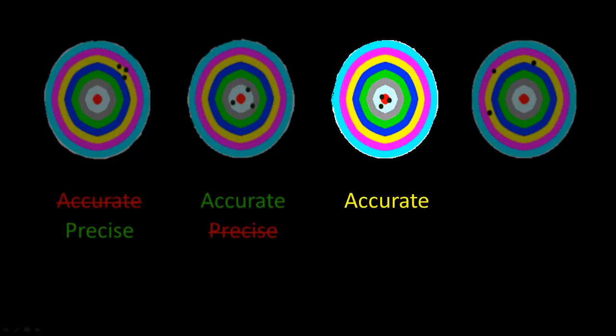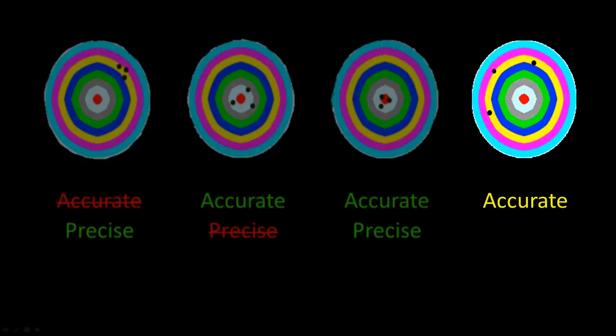Next example. Is the average of these markings close to the standard? Yes, they are, so the data is considered accurate. Are the data points close to each other, or are they within the distance of one marking? Yes, they are, so the data is also considered precise.